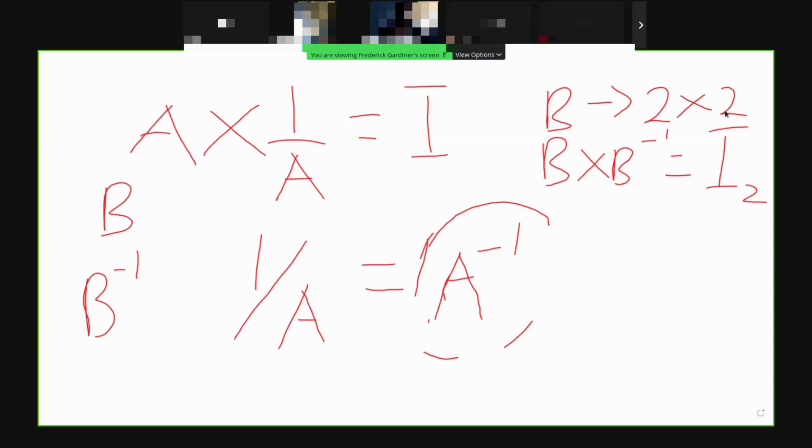I'm just saying if I multiply a matrix by its inverse and I get the identity, then if the matrix is a 2 by 2, the identity that I'll get is a 2 by 2. If the matrix is a 3 by 3, then if you multiply it by its inverse, you get I3. Means the identity that you get will also be a 3 by 3. That's what I'm trying to say. I hope I'm making sense.